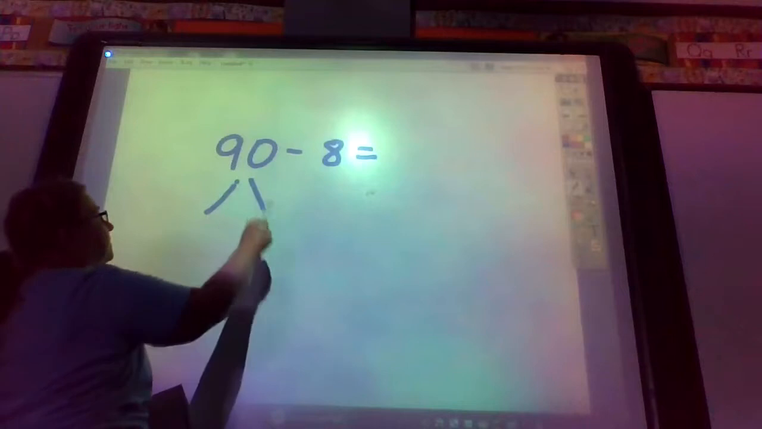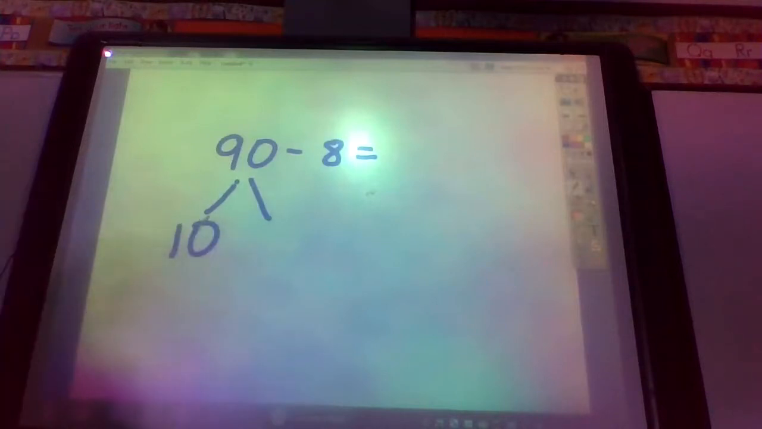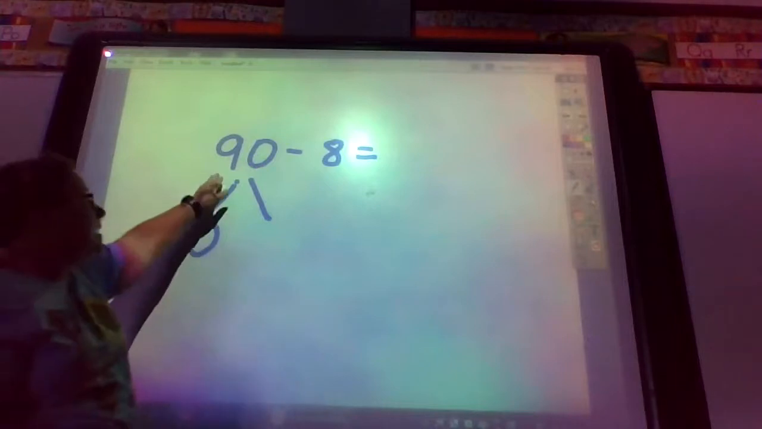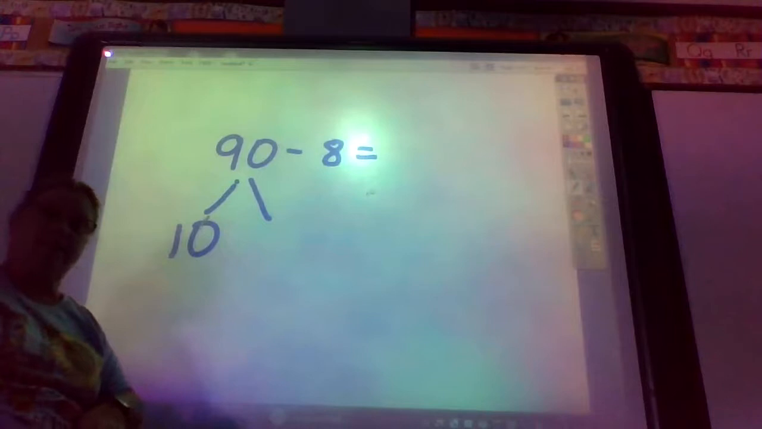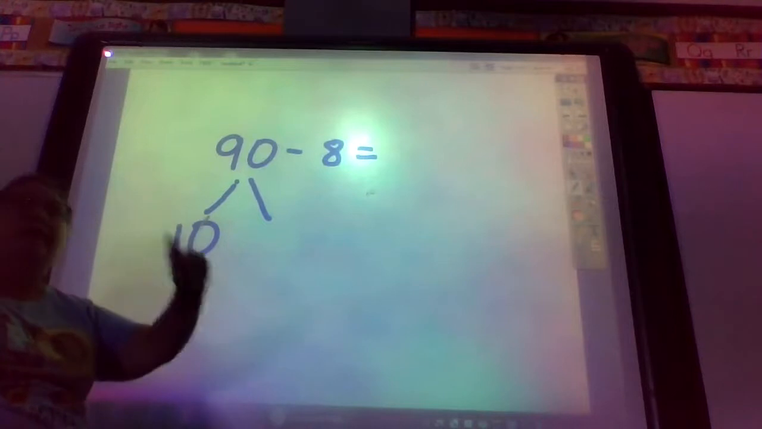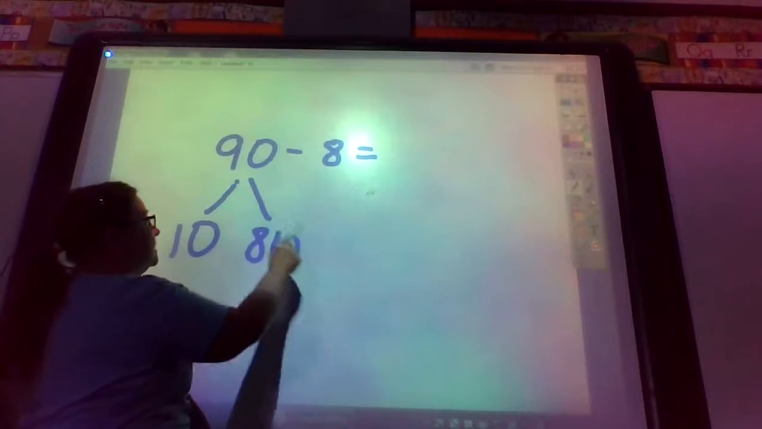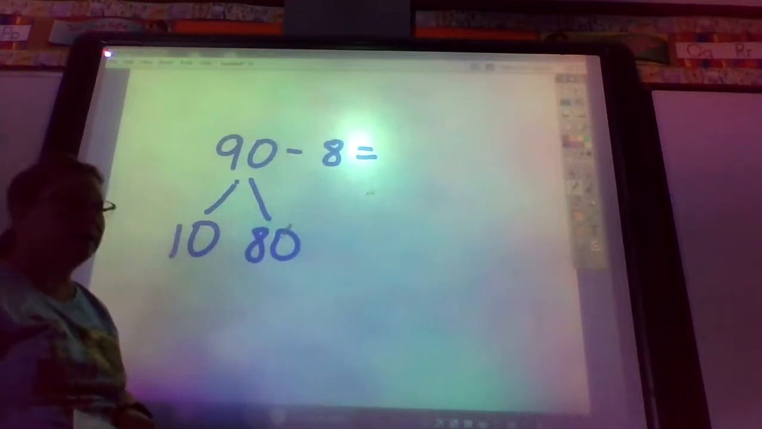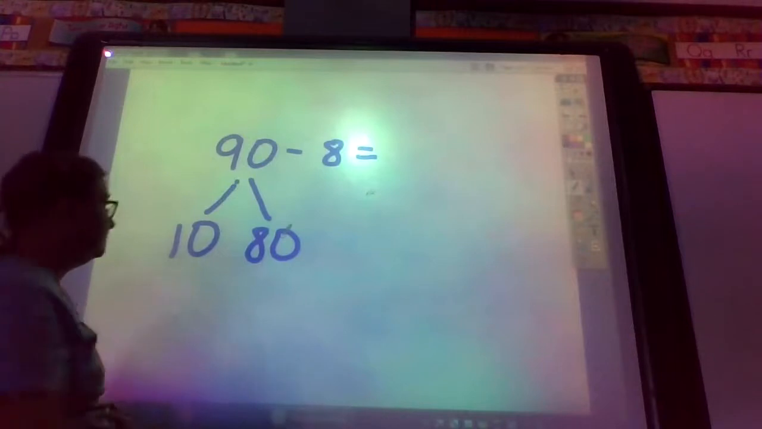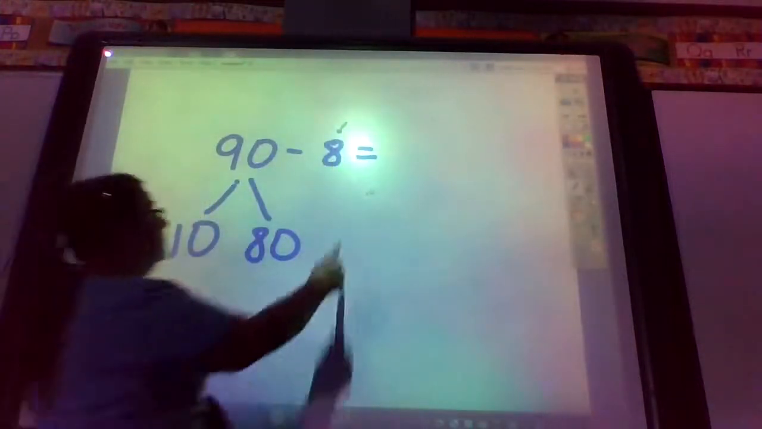I'm going to take out that 10. So the first thing I'm going to do is take out that 10. Well, 90, if I take 10 out, I can count backwards by 10s. 90, 80. Whoop, there it is. I know that 80 plus 10 makes my 90. I'm ready to now make that subtraction problem. I use the 10 and I use the 8 to make my subtraction problem.